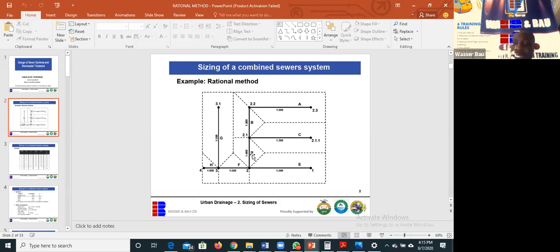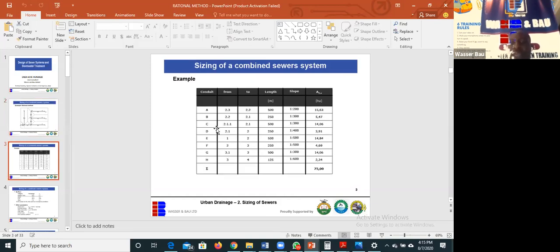So for catchment D now, these are the parameters. Catchment D has a size of 3.91 hectares. And the slope is 1/400. The slope of the pipe or the slope of the land, whatever you want to use, is 1/400, which is 0.25%, or 2.5 per thousand. So take note of this.